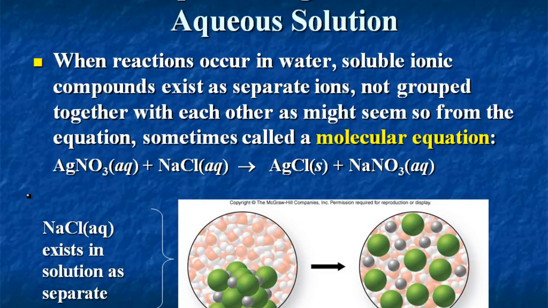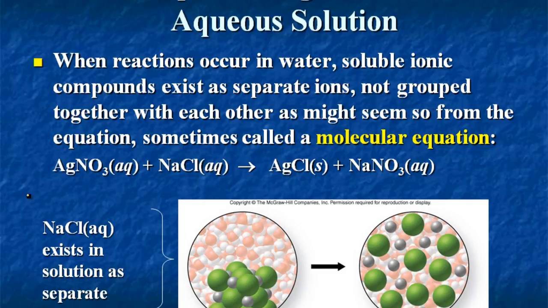So let us concentrate. When reactions occur in water, soluble ionic compounds exist as separate ions. We know that from when we looked at electrolytes and non-electrolytes, right? Ionic compounds are all electrolytes because when they dissolve in water, they separate into their ions, and ions have charges.